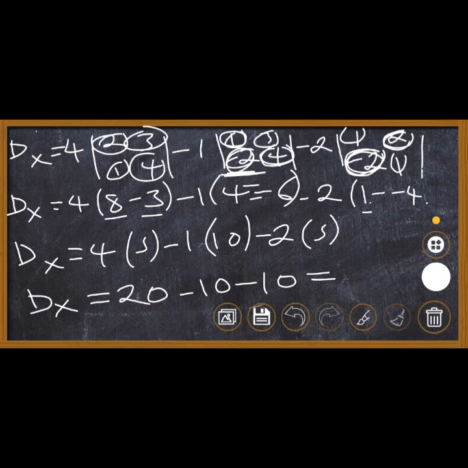So in this case then, what are we going to have? We are going to have 0, because 20 subtract 10 is 10, then 10 minus 10 is 0. So our dx is what? Our dx is 0. So you also keep that.